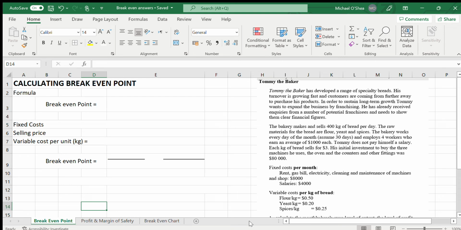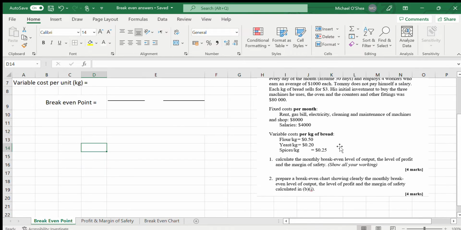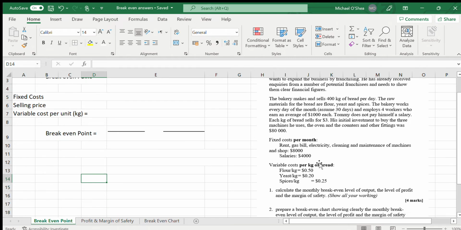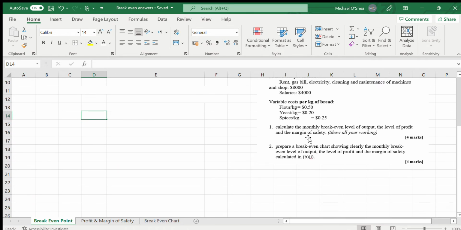This is a question on break even. So there's a question here you can see on the right side of the page. It's about a guy, Tommy the baker, a load of information, financial information, and at the end we're asked to calculate the break even point for output, level of profit, margin of safety. After that we're told to draw a graph.